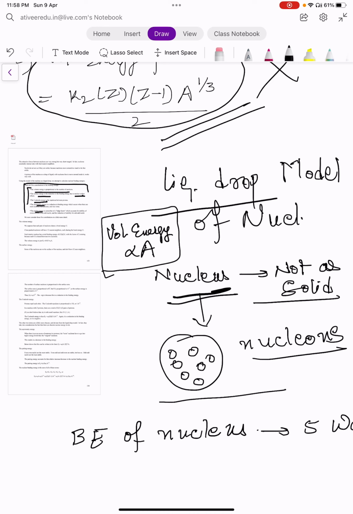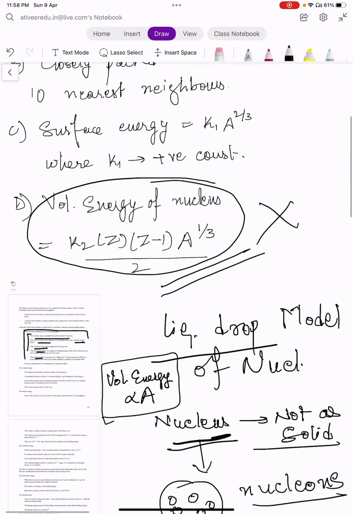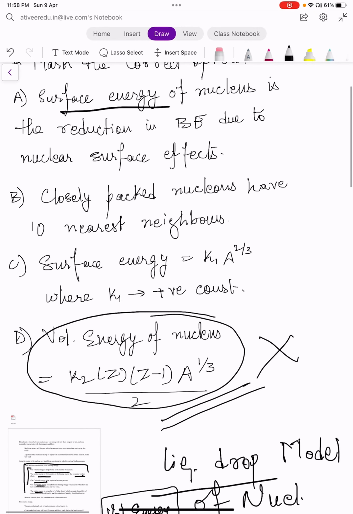Now they are saying what the surface energy is. Here one nucleon, which is a closely packed nucleon, is in interaction with 12 closely spaced nucleons. But at the surface, the number of nearest neighbors is not going to be equal to 12. It is going to be less. And this particular thing is known as the surface effect.